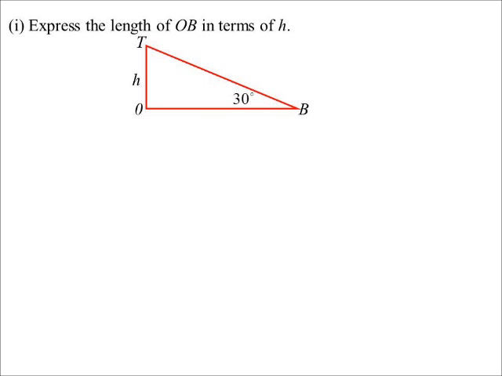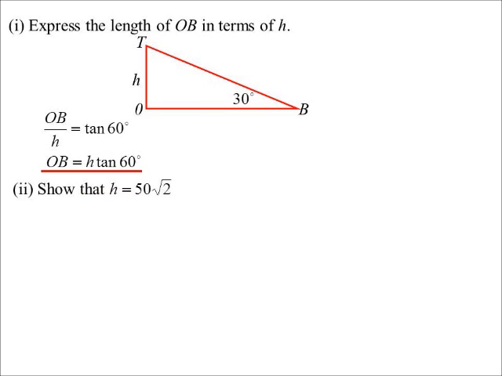So if I just redraw that triangle, it turns out to be quite a simple little question. Bit of a gift mark, I guess. So unlike the last one where you pretty much had to do everything, this one's broken into parts where at least you can pick up some marks along the way if you can't do all of it. So OB over H is tan 60, so OB is H tan 60. Part 2 of the question then said, show that H is 50 root 2.